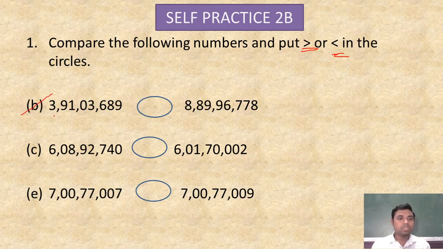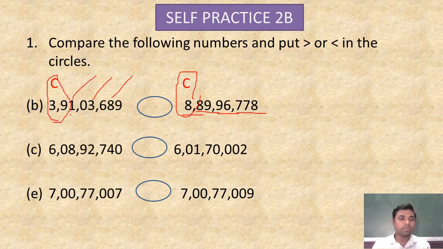Question B. There is a number given, there is another number given, so you have to put greater than or less than. That means, is this number larger or is this number smaller than the second number? So what you will do, just see it. Just write the highest period of the numbers. So this is ones period, thousand period, lakhs period and crores period. So write the highest period. And similarly here ones period, thousands period, lakhs period and crores period.